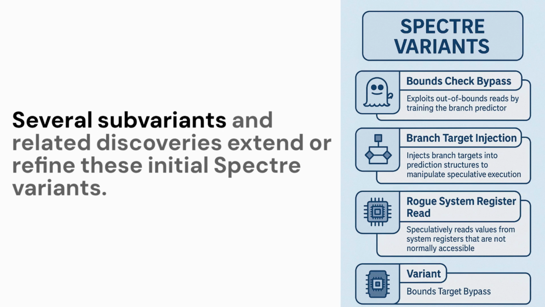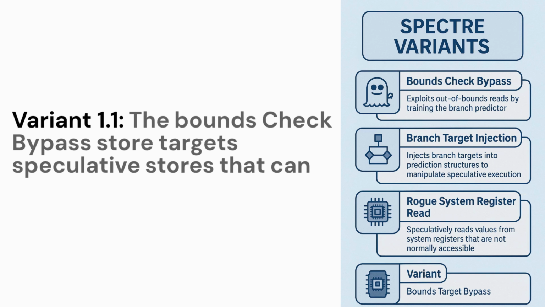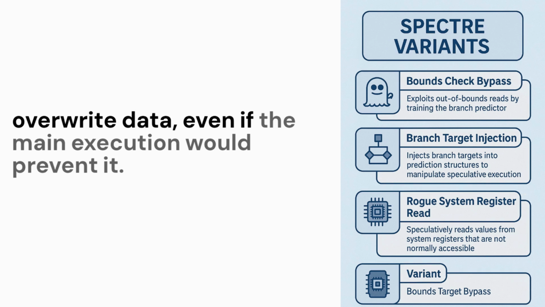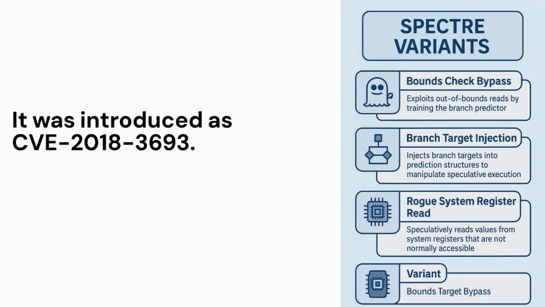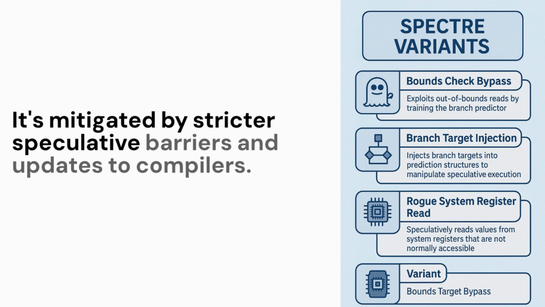Several subvariants and related discoveries extend or refine these initial Spectre variants. Variant 1.1, the bounds check bypass store, targets speculative stores that can overwrite data even if the main execution would prevent it. It was introduced as CVE-2018-3693. It's mitigated by stricter speculative barriers and updates to compilers.